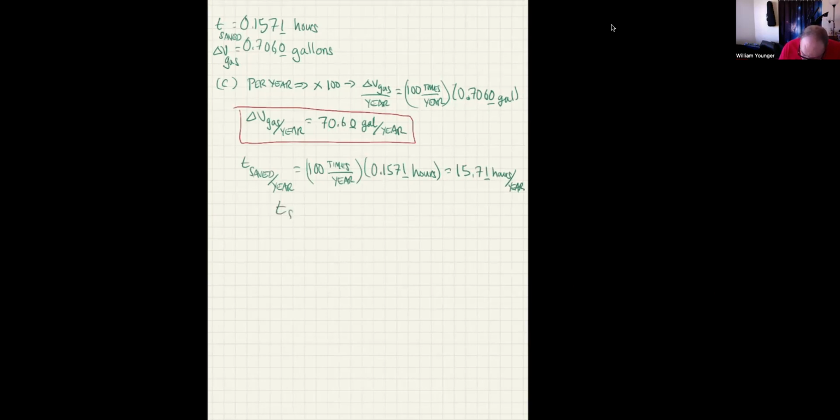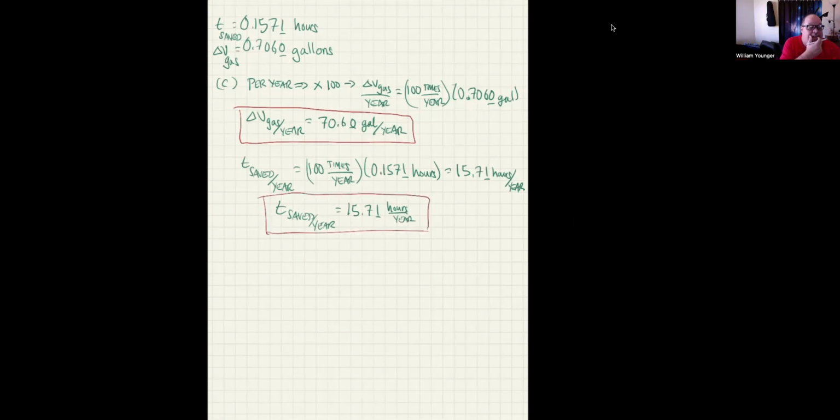So T saved per year is really equal to about 15.71, with one extra digit, hours per year. And I want to box that out in red because that's yet another answer that we needed.